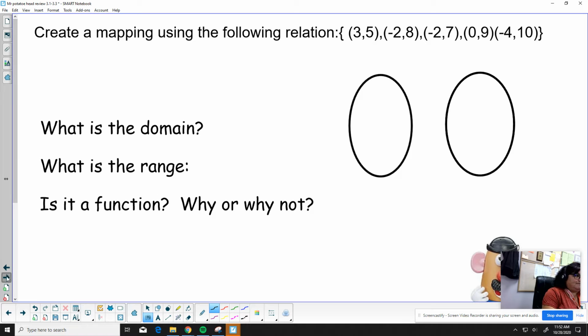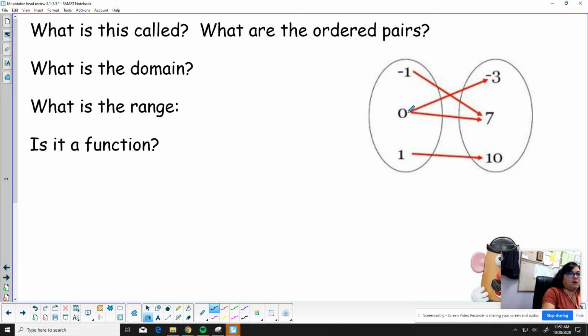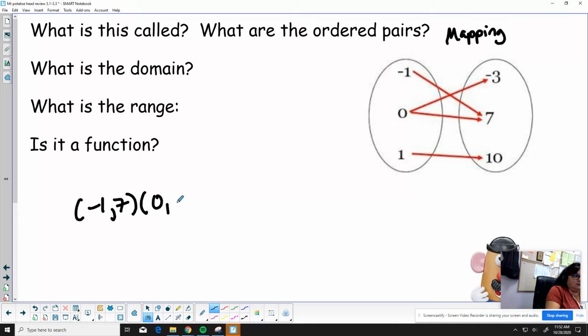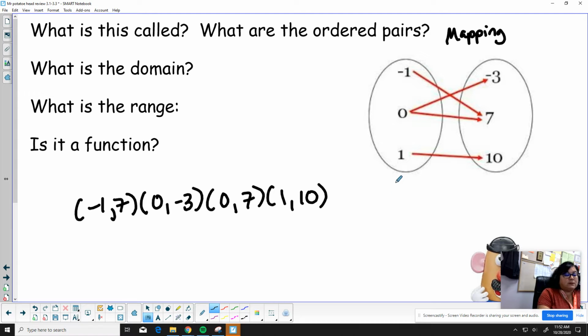So here we go. This is called a mapping. The ordered pairs match up on the line. So (-1, 7), (0, -3), (0, 7), and (1, 10) are the four ordered pairs. You can tell there are four because there are 1, 2, 3, 4 arrows coming off of this, the X oval, and this is the Y oval.